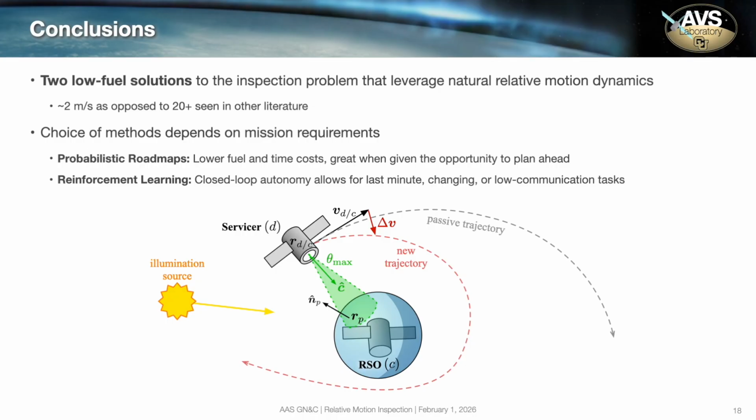If you have a high certainty environment where an open loop plan is going to work, the probabilistic roadmaps are going to save you some time and fuel, but reinforcement learning is going to give you responsiveness to potentially changing or unknown or uncertain environment at the cost of slightly more fuel or time.